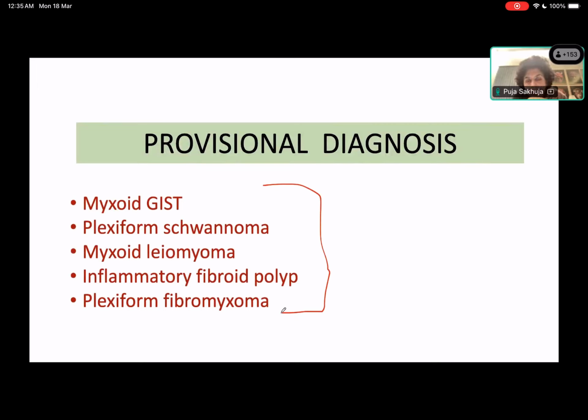So now what do you think are the stains that should be positive or negative, since we now know the diagnosis that this is a plexiform fibromyxoma? So CD117? Negative. Okay, S100 I already told you negative, DOG1 negative, desmin? Negative. Okay, and then SMA?